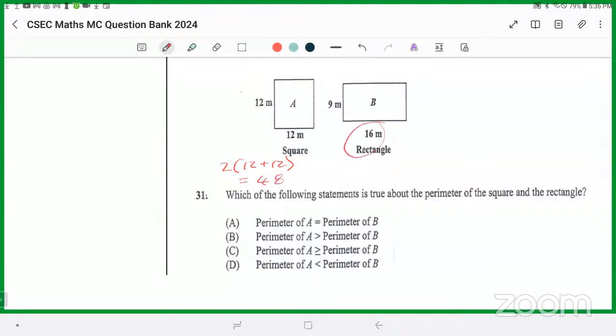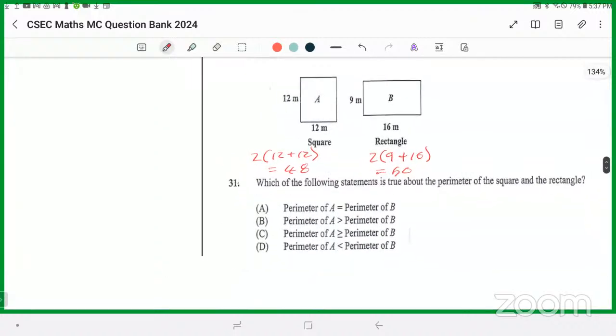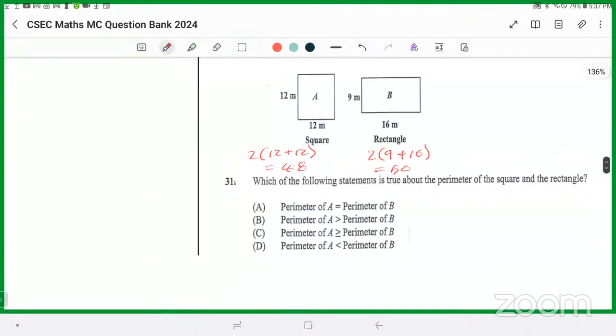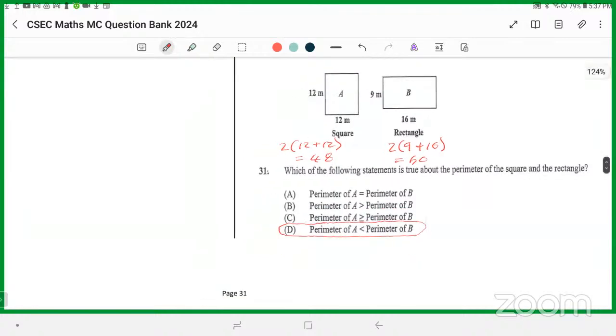And for this one, it's going to be 2 times the 9 plus 16. That's going to be the perimeter of this one. That's 2 times 25, so this one is going to be 50. So this perimeter is larger. So let's see what the answer is now. B is larger. So this is the answer: the perimeter of A is less than the perimeter of B. That is it. Easy question.